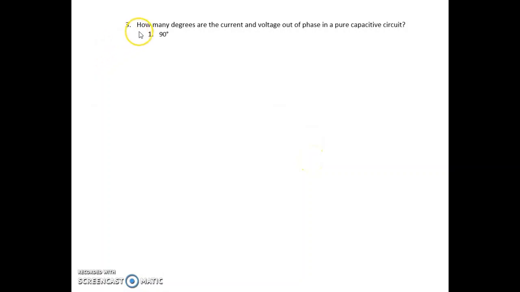Number 3, how many degrees are the current and voltage out of phase in a pure capacitive circuit? 90 degrees out of phase.